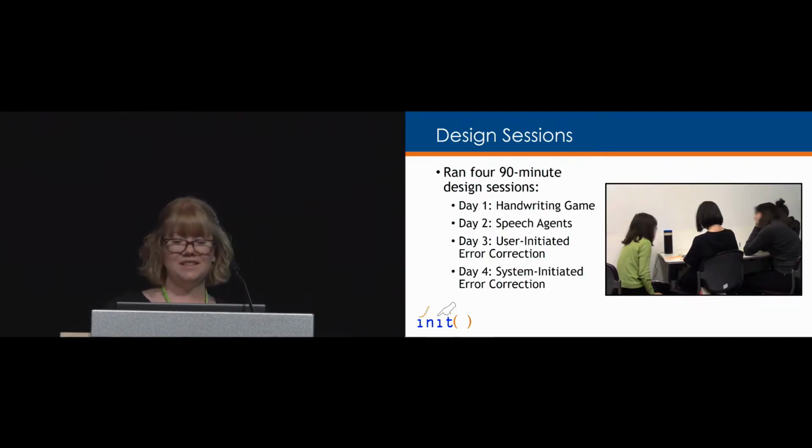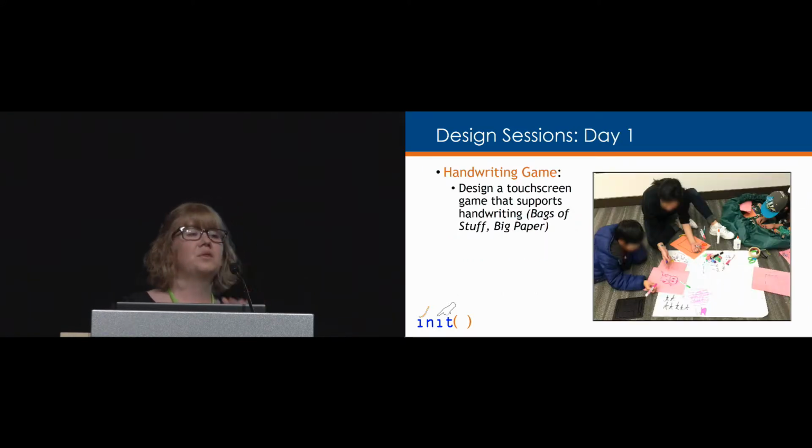So we designed 4 sessions to scaffold the children's thought processes on IUIs with an emphasis on error detection and correction. For day 1, we focused on a handwriting game. We asked the groups to design a touchscreen game that supports handwriting. The only design constraint they had was that it had to include handwriting. Everything else was open to them. We used 2 participatory design techniques called bags of stuff and big paper. Bags of stuff is just a bag full of craft materials such as construction paper and glue, and the big paper is just used for them to collaborate together.